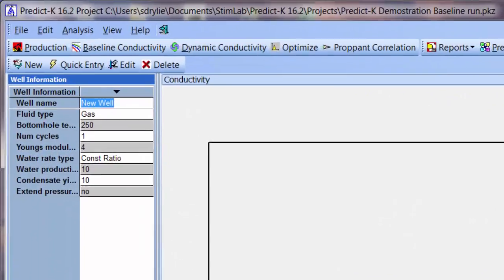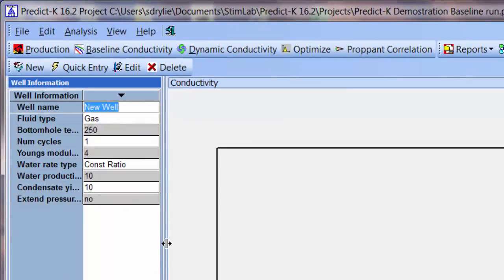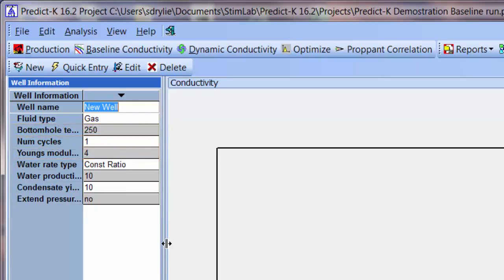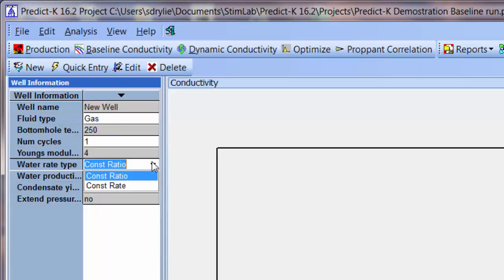Moving on to the Well Information tab, the inputs look fairly similar to baseline conductivity. In fact, all of the repeated inputs still have the same effects on proppant pack conductivity. This includes the bottom hole temperature, the number of cycles, and the Young's modulus. Added inputs are related to the produced fluid other than the main produced phase. Water rate can either be set manually using constant rate or set as a factor of oil or gas rate, depending on what your main fluid type is.